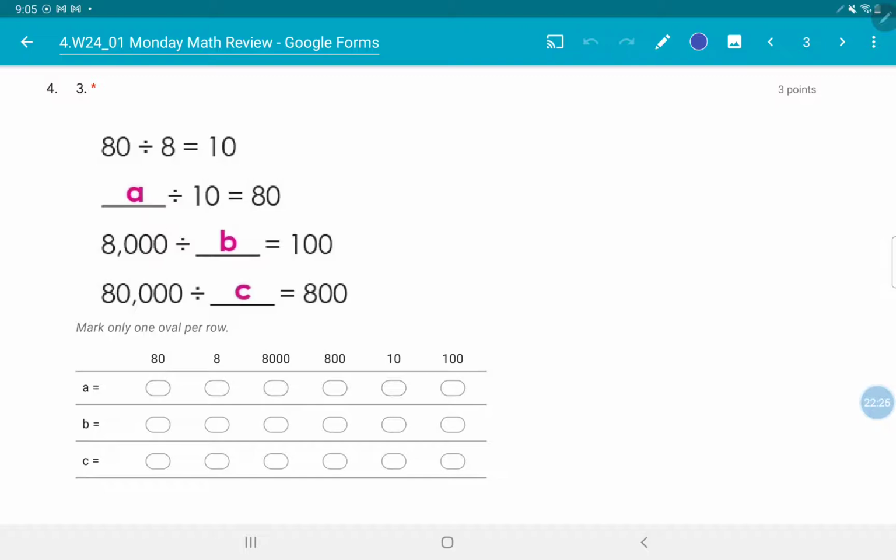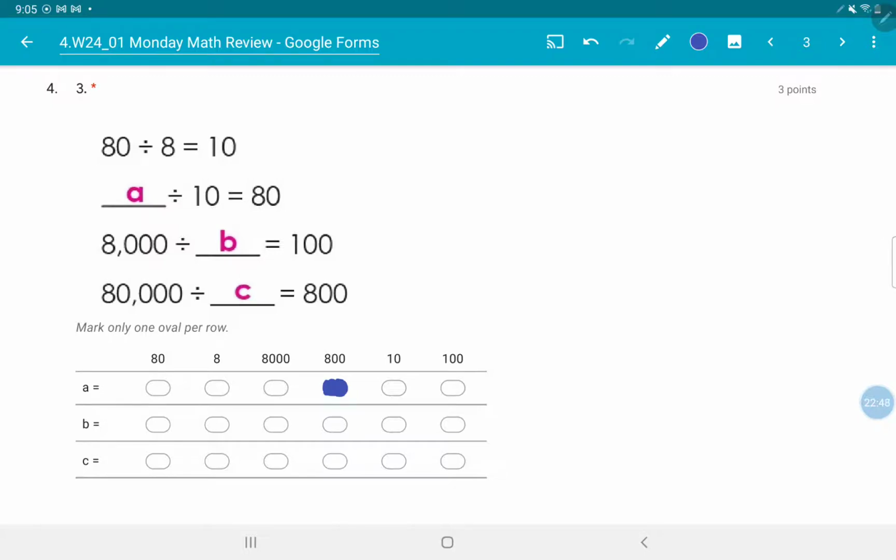Number 8, that would be 800. A is going to be equal to 800. If I start at 800 and I divide by 10, I'm going to get one place value smaller, which would get me to the tens place value for 80.